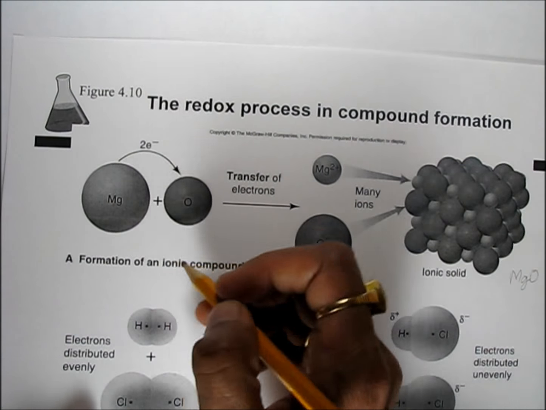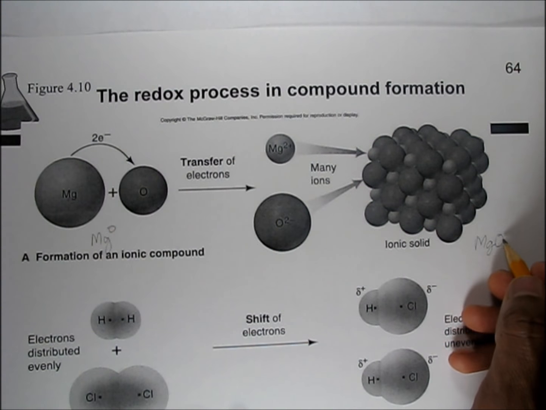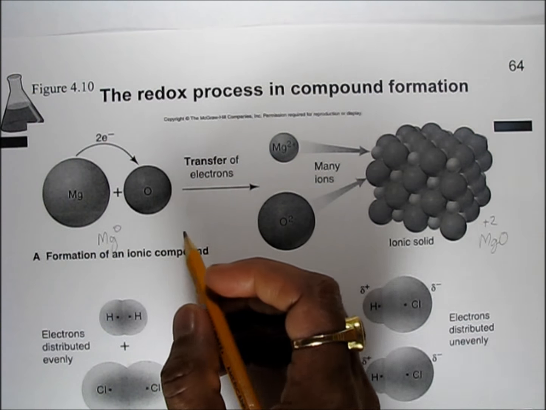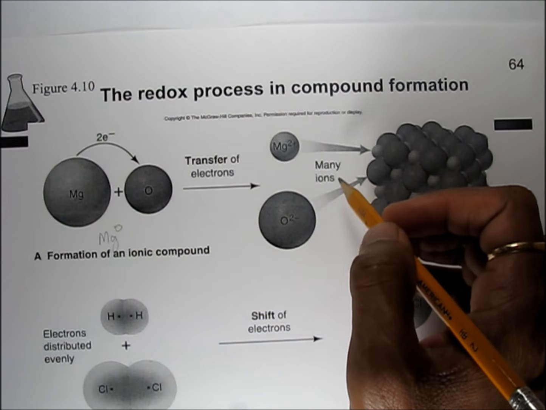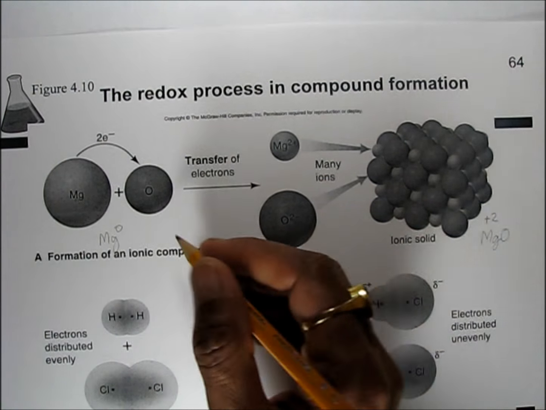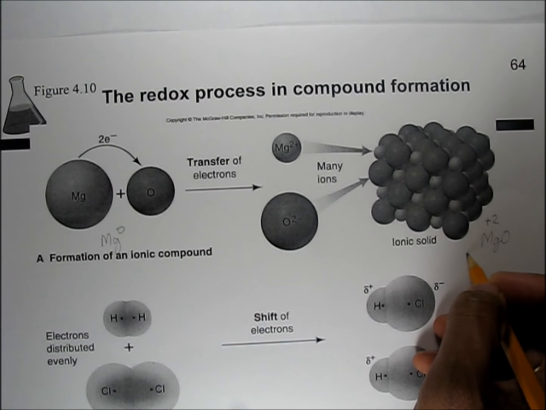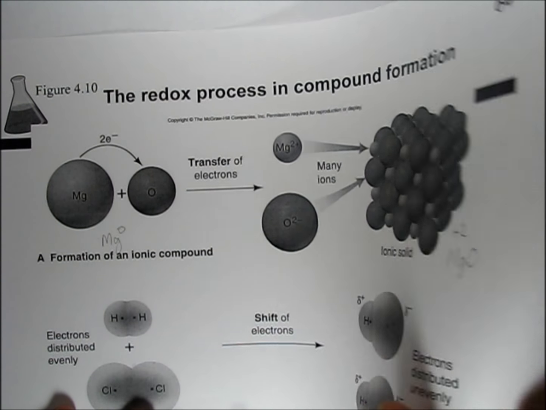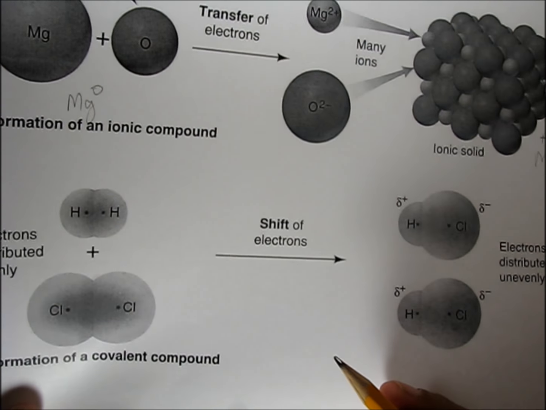So here magnesium has 0 charge, but when it is with the oxygen, it has a +2 charge. So magnesium is losing 2 electrons, and oxygen is gaining 2 electrons. Magnesium losing electrons means it is oxidizing, so it is oxidized into the magnesium ion.